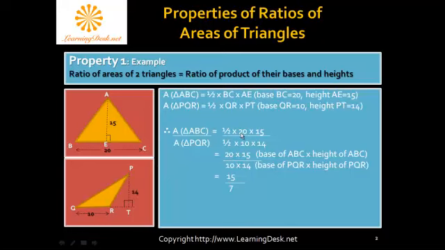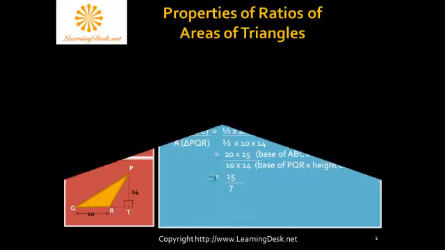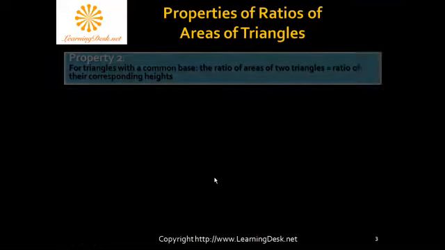So remove half and half, so 20 multiplied by 15 divided by 10 multiplied by 14. 20 by 10 becomes 2, and then the 2 you can cancel off with 14 as 7, so then you get 15 by 7. So the ratio of the area of triangle ABC to the area of triangle PQR is 15 by 7. So that's the ratio. Okay. Next, go to property 2.